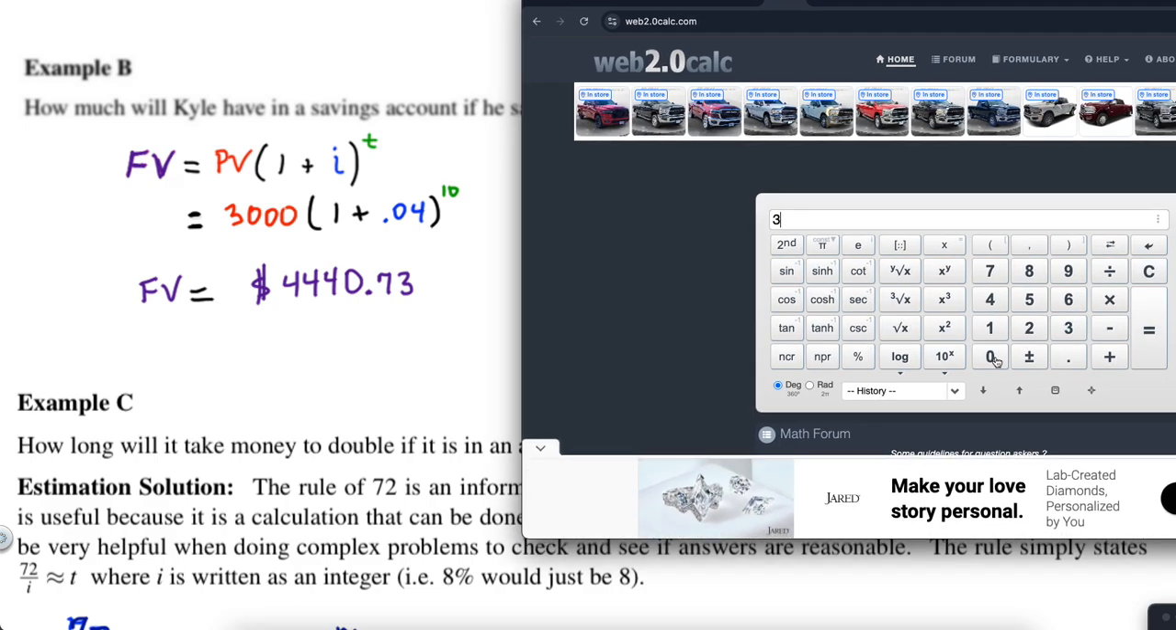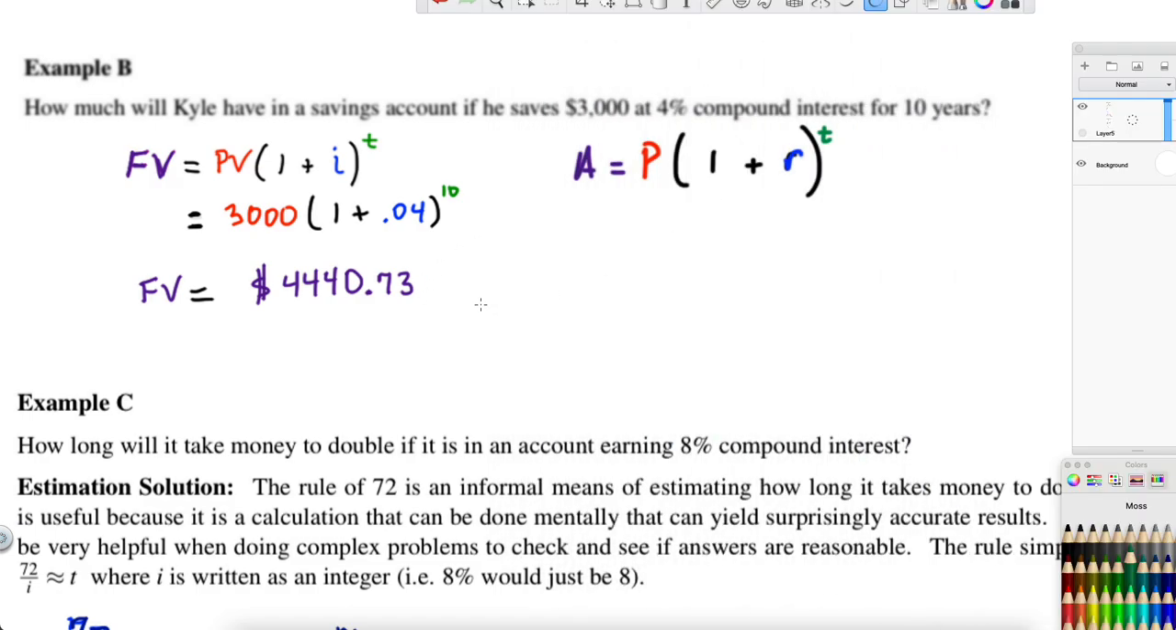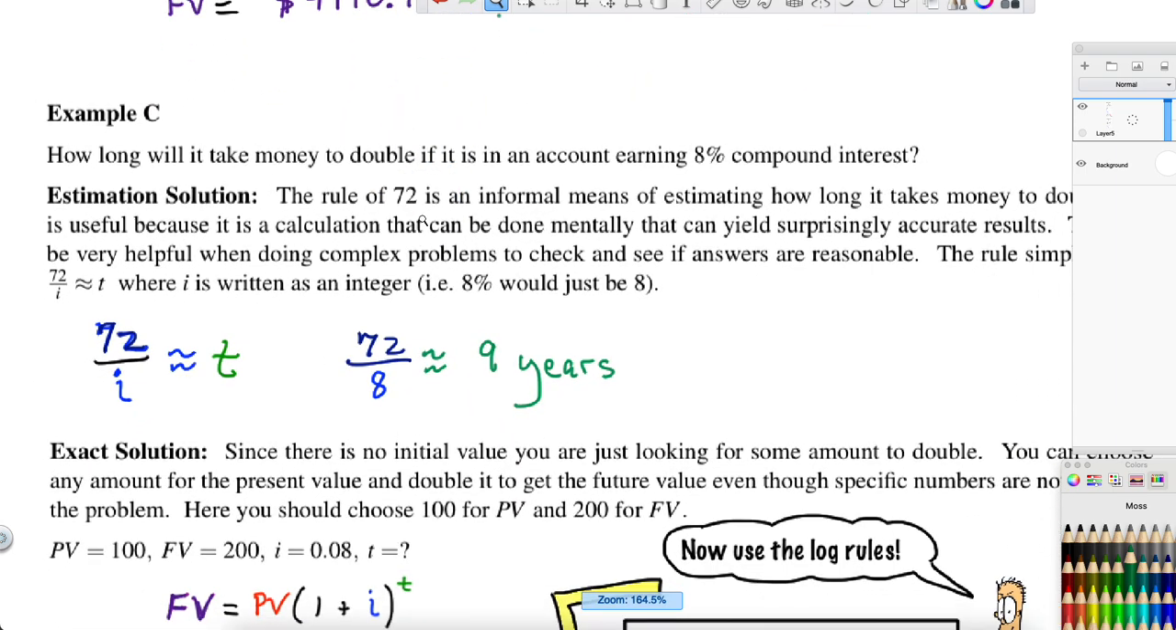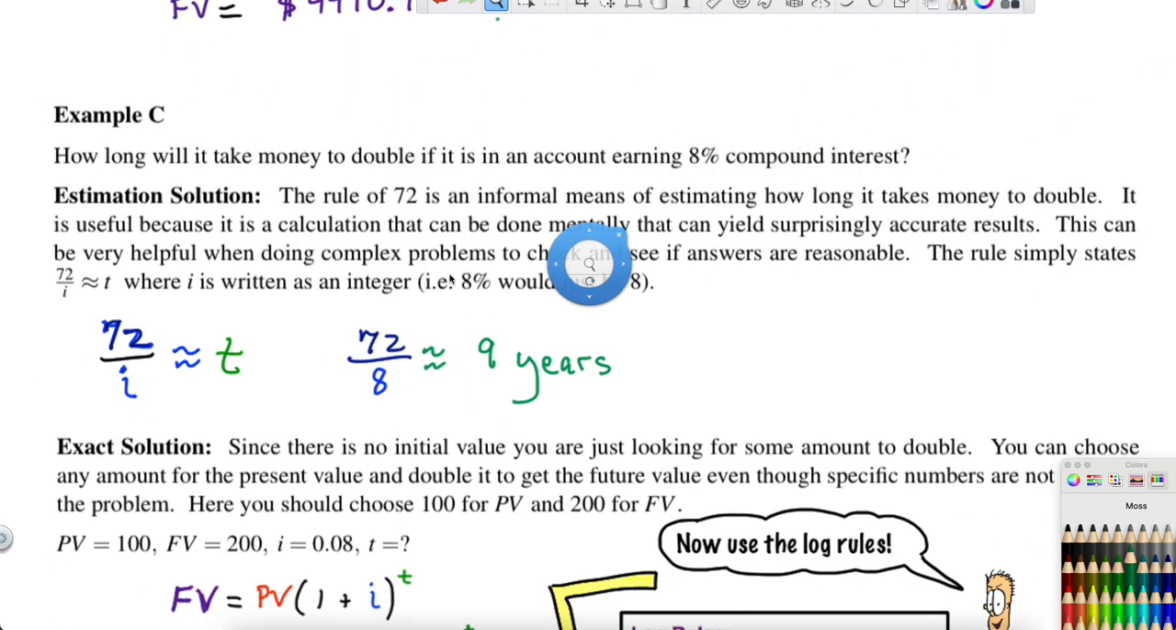And 3,000 parentheses 1 plus 0.04 raised to the 10th. Back that up, I didn't get that in. Raised to the 10th. Is that what I want? And 4,440.73. Yep. Okay. So, yep, that's it. Now, there's an interesting little investment trick here.